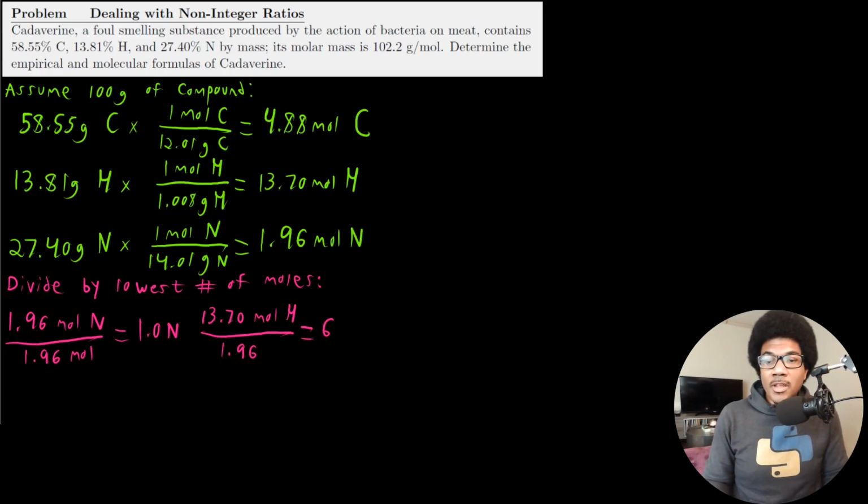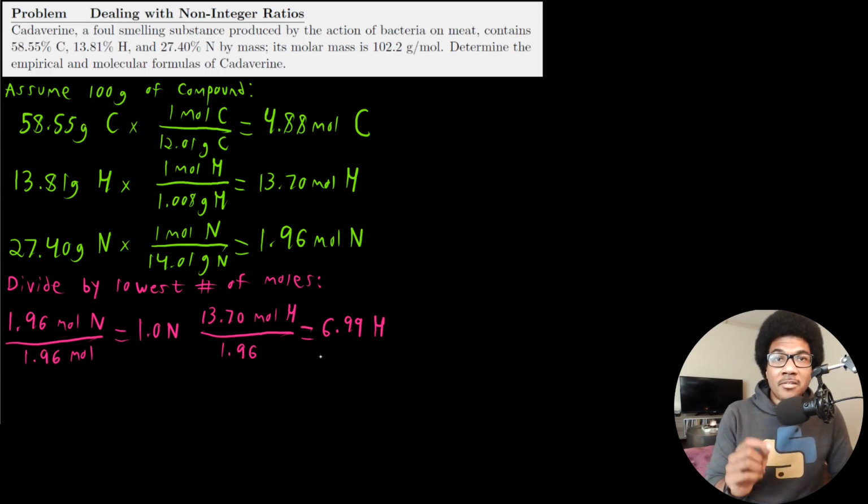So now this is going to give you a decimal. You'll get 6.99 for hydrogen. Now, in this case, if you get a number that's 6.99, 6.98 or something like that, that's extremely close to a whole number, you can safely round this number. So this 6.99, we can go ahead and call that 7 for hydrogen. That's a safe round. If you're within 0.01, 0.02 of the number, that's a safe round.